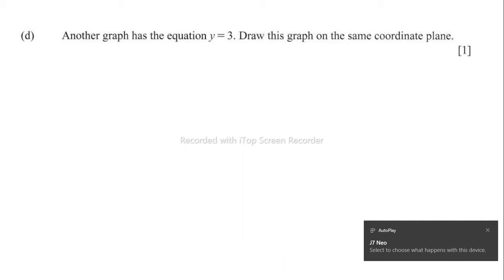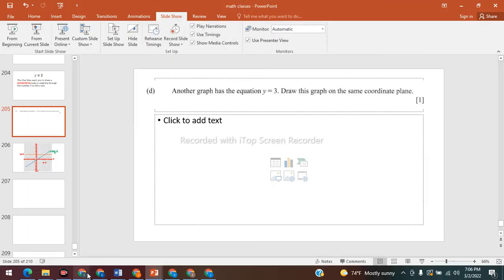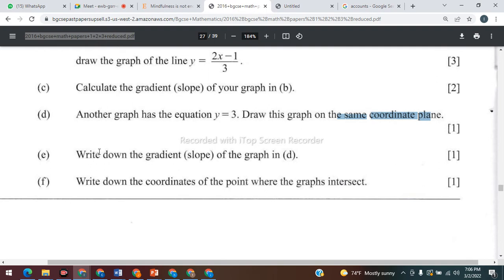Okay. All right, next up. We're done right now. Next up is, let's finish up. It says, write down. Now, notice it didn't say calculate in this case, right? With calculate, you want to use the formula. With write down, they don't want you to use the formula, okay? They just expect you to know it. So write down the gradient or the slope of the graph in D.